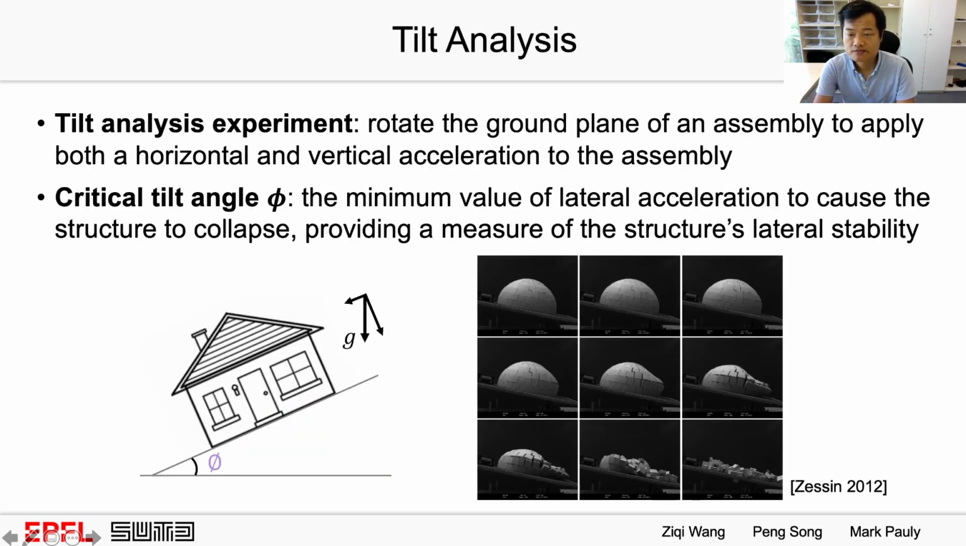Tilt analysis is the method to measure stability of masonry structures under lateral acceleration. In real experiments, the ground plane of a structure is rotated around a fixed axis to apply both horizontal and vertical acceleration to a structure based on the gravity. The critical tilt angle phi is used as a measure of the structure's lateral stability.